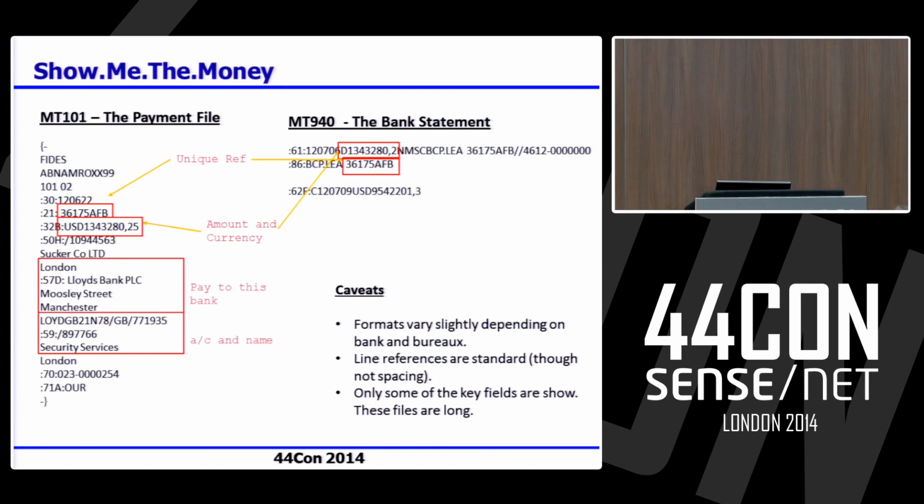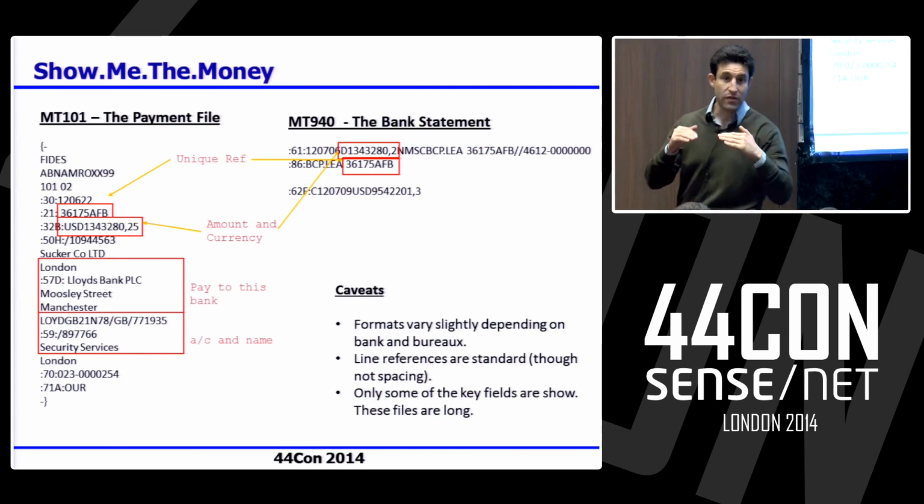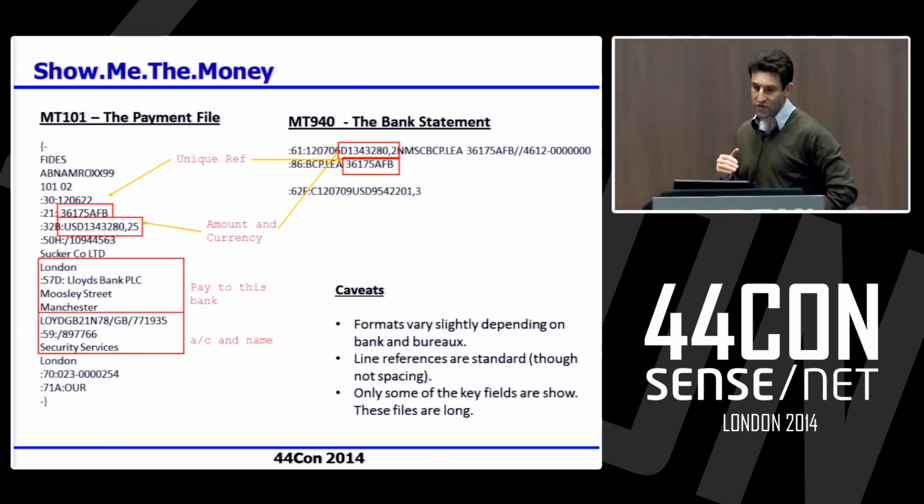So if you do fiddle with this amount of money going out, you can also change it in the statement coming back. Warning. First hint of why this becomes difficult. These formats are international standard, which of course means that they vary by bank. So those numbers, line 32B, line 21, those are pretty standard. Pretty much everybody uses that.